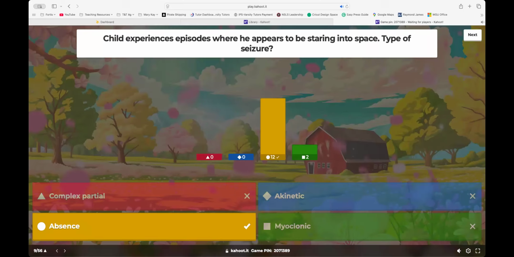So a child experiences episodes where he appears to be staring off into space. This is that absence seizure. These kids get classified as daydreamers because they seem to be just off in their own little world sometimes. If you're talking with them, they'll be engaged with you, having a conversation, and then all of a sudden their gaze will be fixed off in one direction. They'll be staring off into space and will not be engaged with you, and then all of a sudden they'll come back. So these are usually really short seizures. They just all of a sudden stare off into space, lose their train of thought, and then they regroup with you.